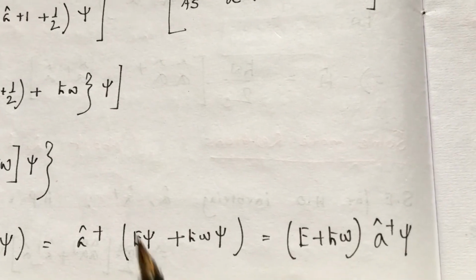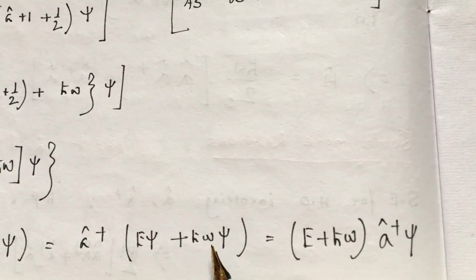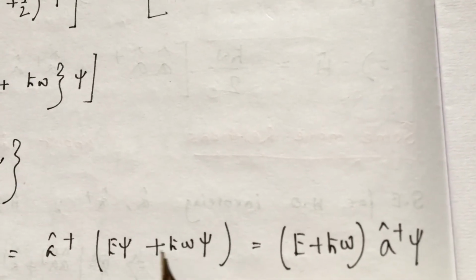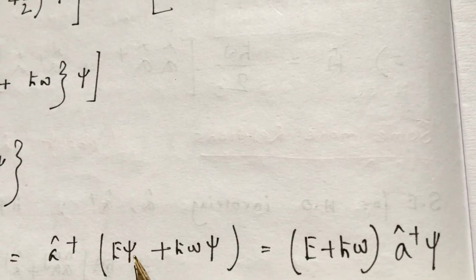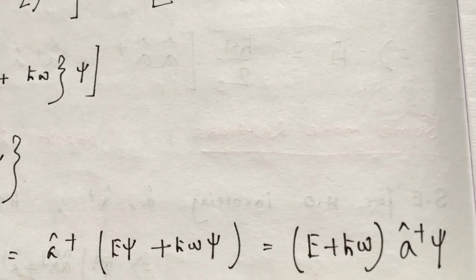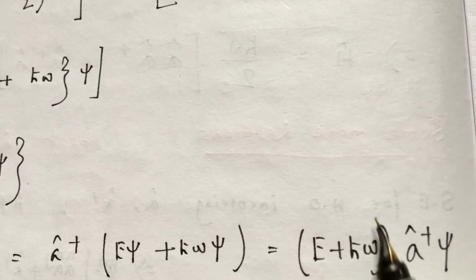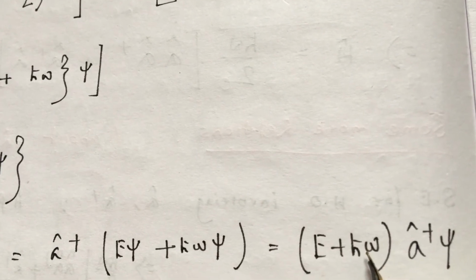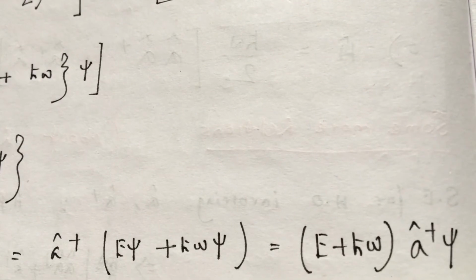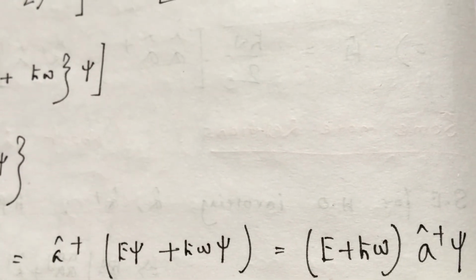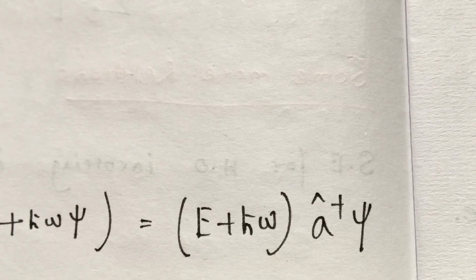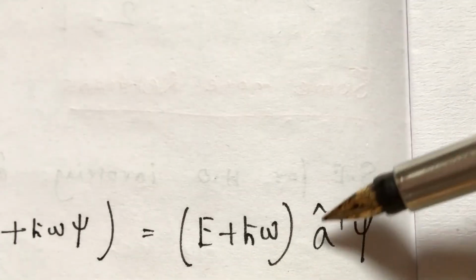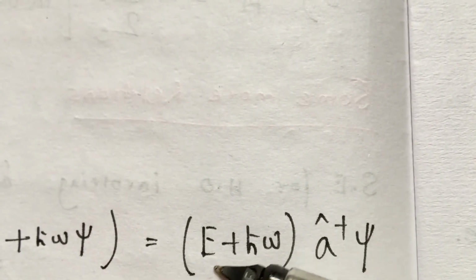So here we can write this as, E is constant, H cross omega is constant, so I can insert A dagger anywhere within this parenthesis. I can write this A dagger here, and I am left with this number in the left side. So I have E plus H cross omega, then A dagger psi. So I've started with H A dagger psi. I ended up at E plus H cross omega A dagger psi, which means this A dagger psi state has a new eigenvalue E plus H cross omega.